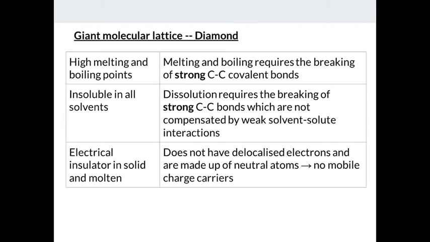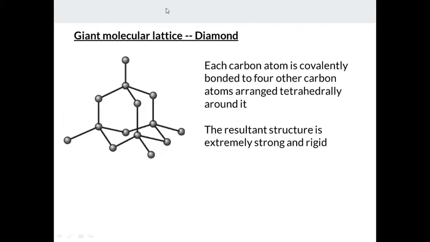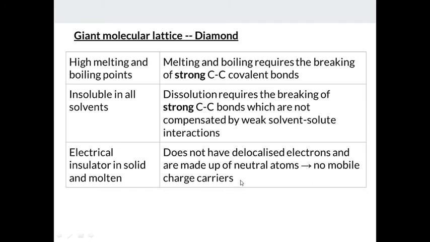And it is an electrical insulator, as all of the valence electrons of each carbon atom are involved in forming 4 covalent bonds per carbon atom. Thus, there are no delocalized electrons and no free mobile cations or anions that can act as charge carriers. Thus, it is an electrical insulator.